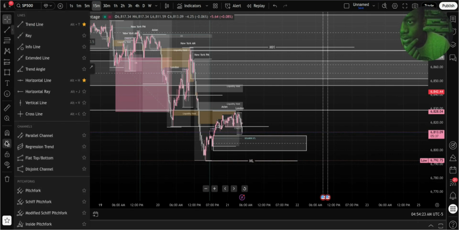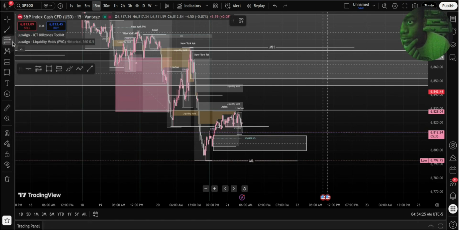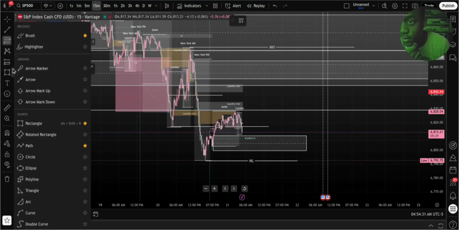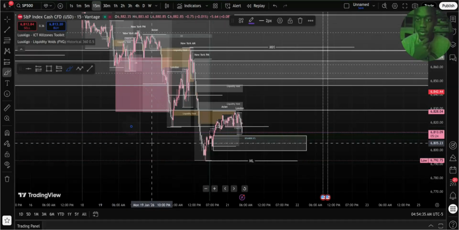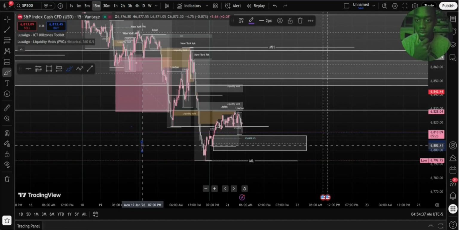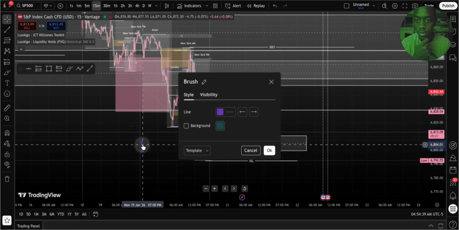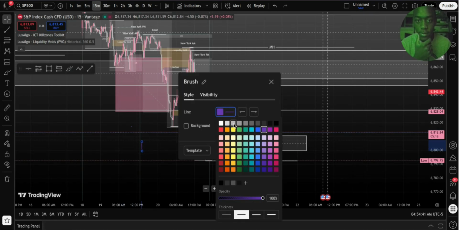Where's the pen? The pencil? Yo. I just seen the pencil too. Oh, brush. Alright, so can I change the brush color? The color needs to be gray.